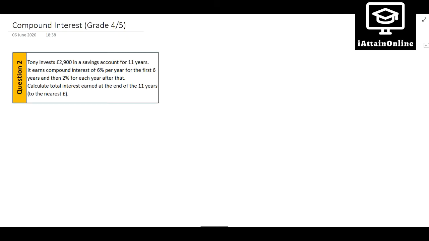Okay, so this time for the second question, we've got Tony investing 2,900 in a savings account for 11 years, and it earns compound interest. For the first 6 years, the interest rate is 6%, and then it's 2% for each year after that.